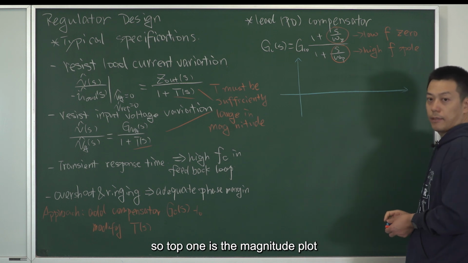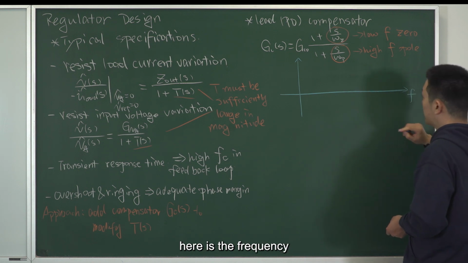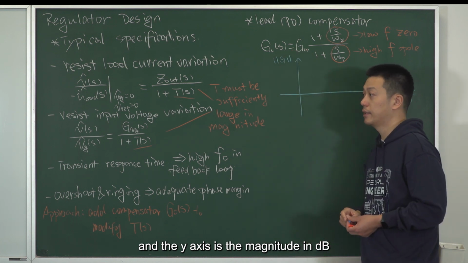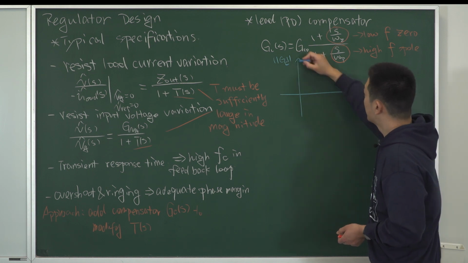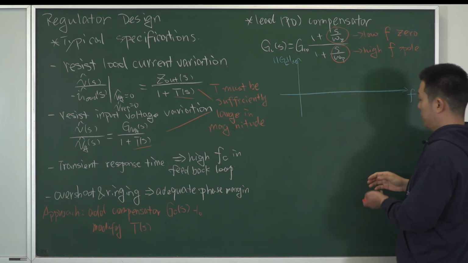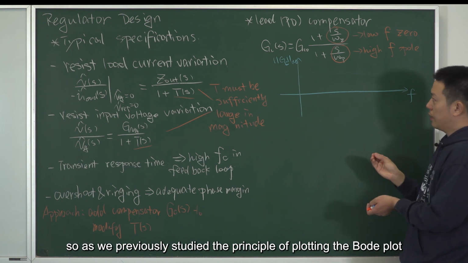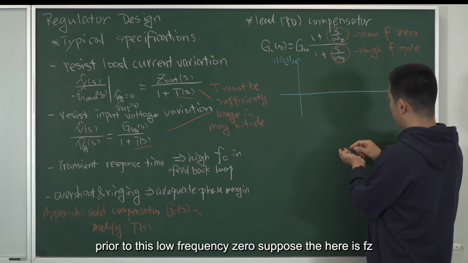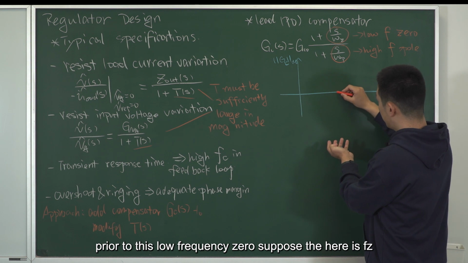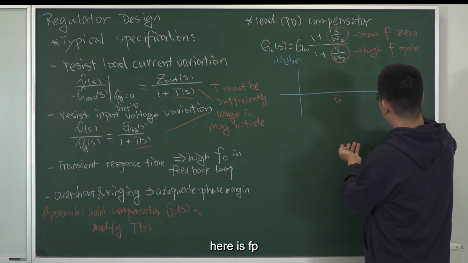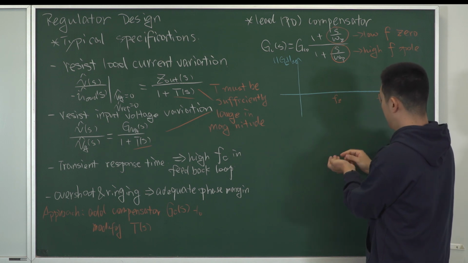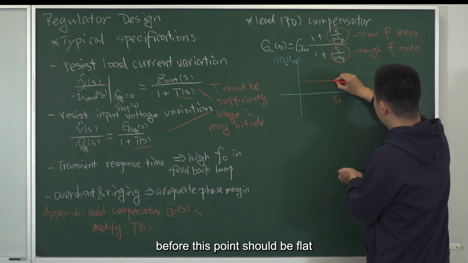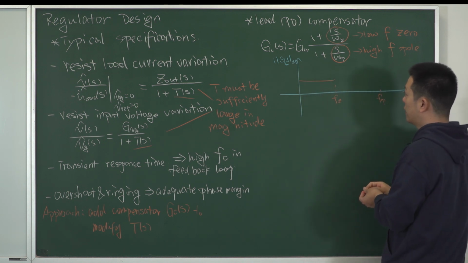So the top one is the magnitude plot. Here is the frequency, and the y-axis is the magnitude in dB. As we previously studied the principle of plotting the Bode plot, we can see that for a low frequency zero, prior to this zero, suppose here is Fz, here is Fp. Before this point, it should be flat.